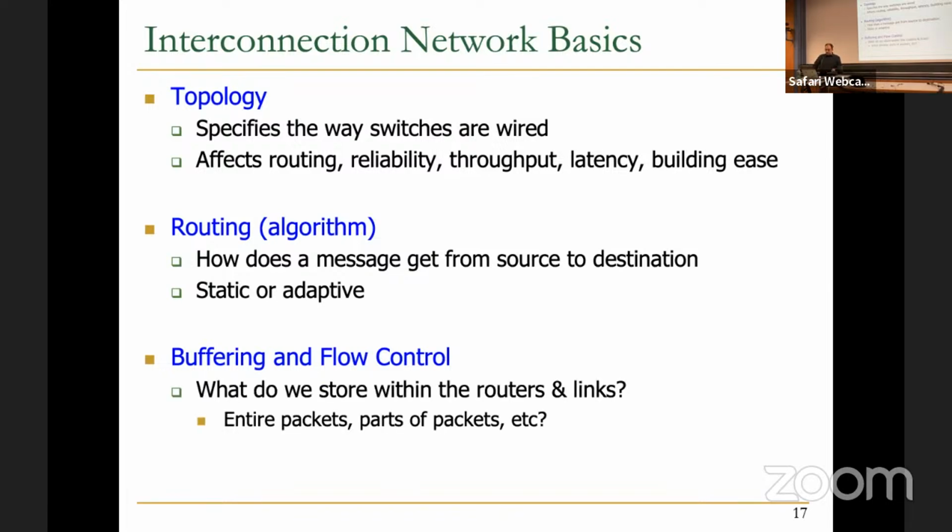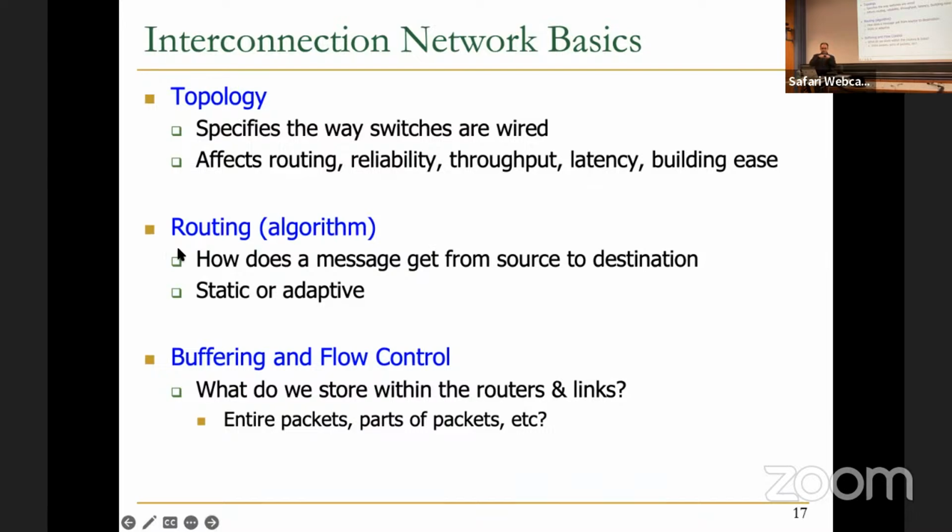Another important terminology here is buffering and flow control. What do we store within the routers and links? Essentially, flow control says that when you want to go from a source to the destination, when you want to send this message, you know the path. You know the path because you know the routing.